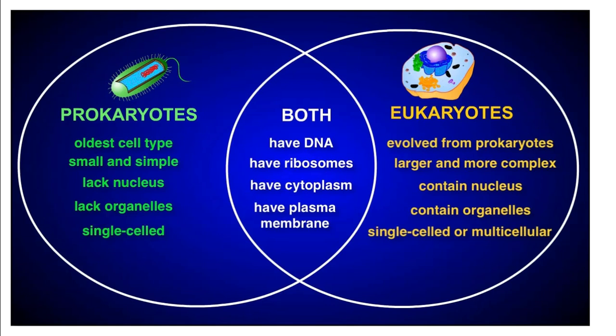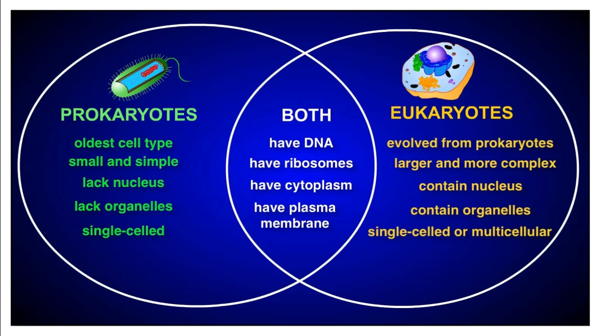Prokaryotes are the oldest cell types. They are small and simple. They lack a nucleus. They lack organelles. They are single celled. Eukaryotes are believed to have evolved from prokaryotes. They are larger and more complex. They contain a nucleus. They contain other organelles. They can be either single celled or multicellular.